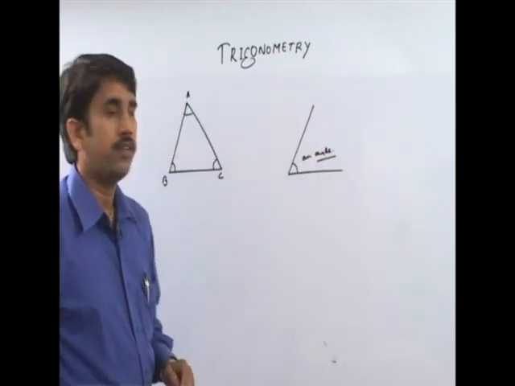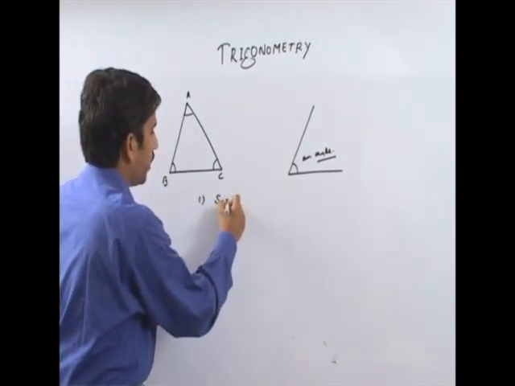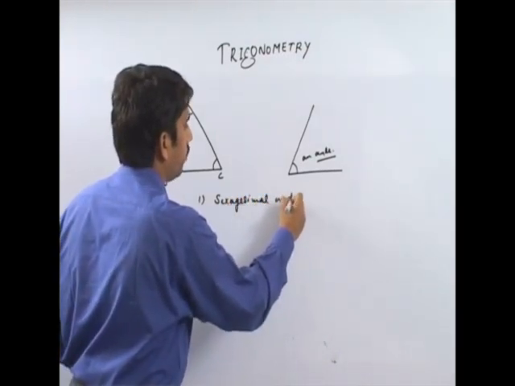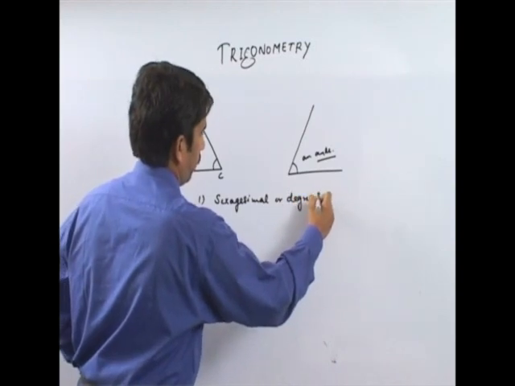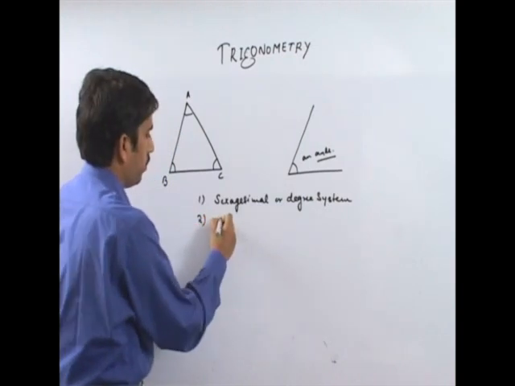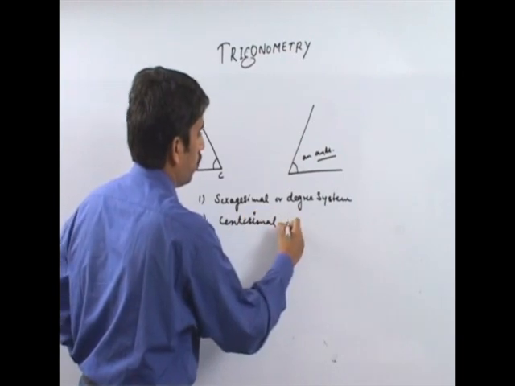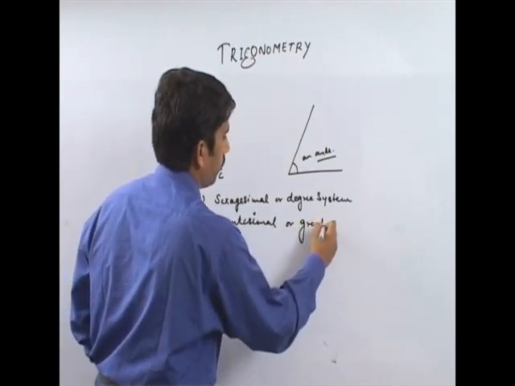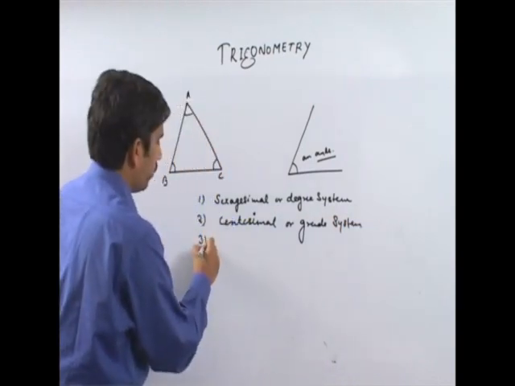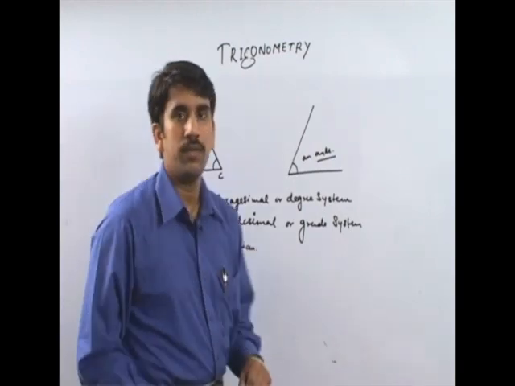We can classify angles into three systems. One is the sexagesimal or degree system. Second is the centesimal or grade system. And third one is radian. Now what is the sexagesimal system?